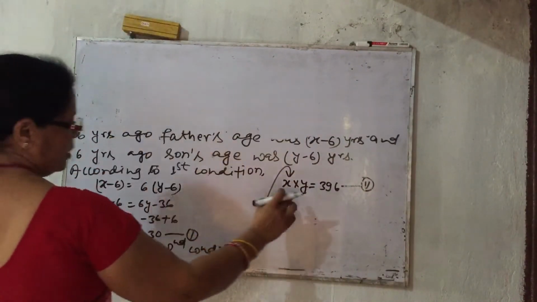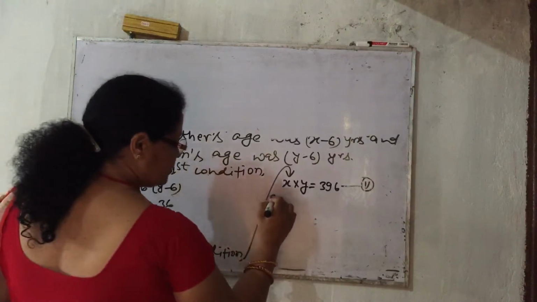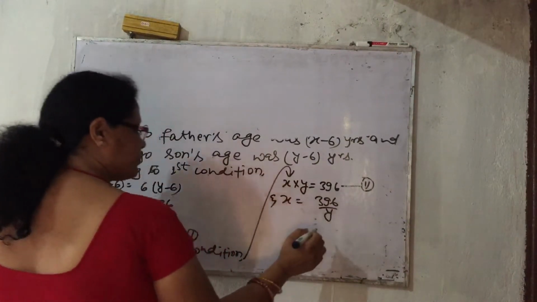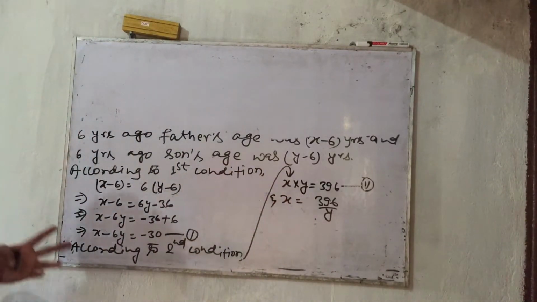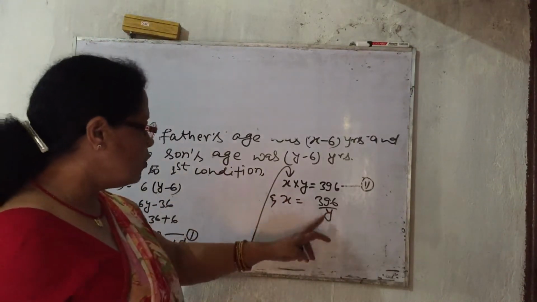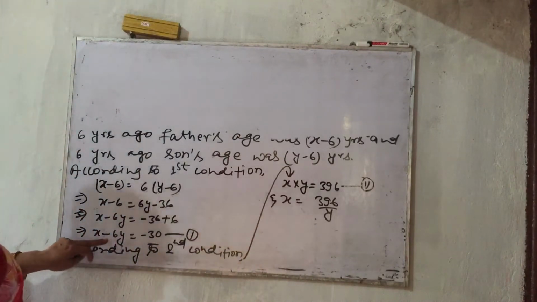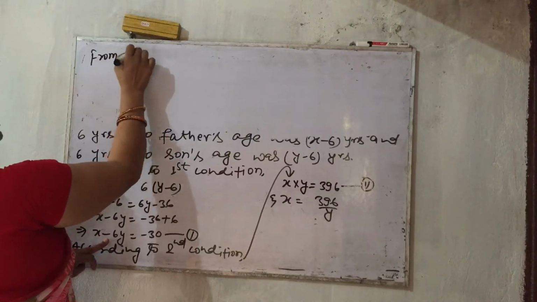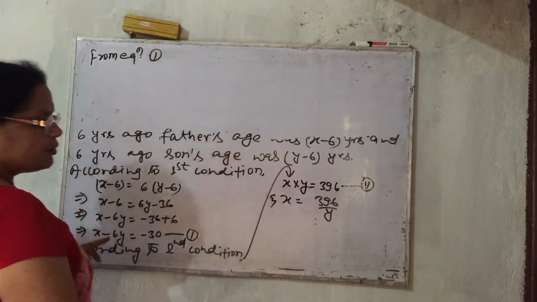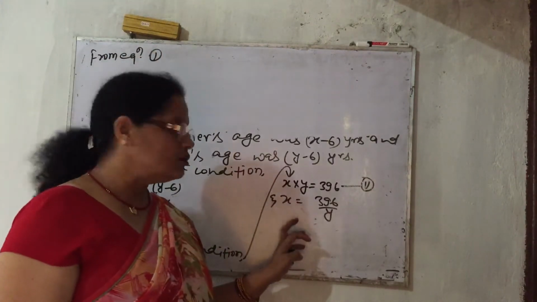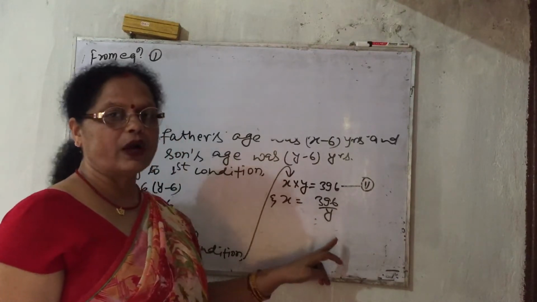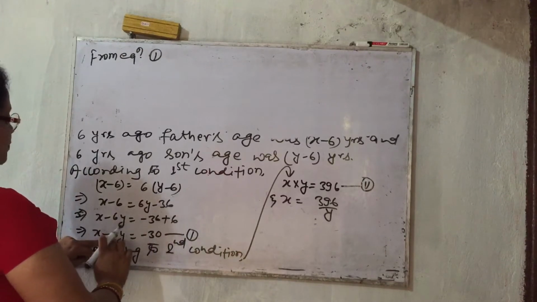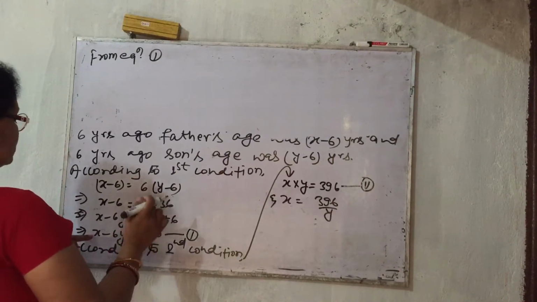Then from here we can write X equal to 396 by Y. So we have the value of X in terms of Y. Now from equation first, we can write down, putting the value of X equal to 396 by Y in equation first. What is equation first? X minus 6Y equal to minus 30.